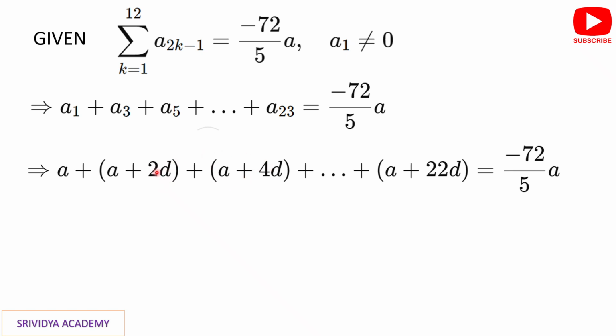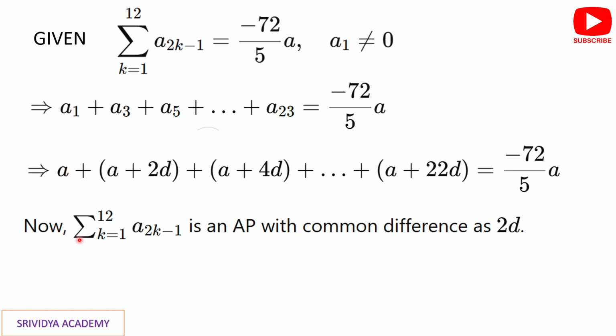Clearly, this left hand side is an arithmetic progression with common difference 2d. Here we have 4d minus 2d is 2d, and 2d minus 0 is 2d. a plus 0 is the first term. So that is why this is clearly an arithmetic progression with common difference 2d and first term as a. Therefore, the sum for k equals 1 to 12 of a_(2k-1) is an arithmetic progression with common difference as 2d.